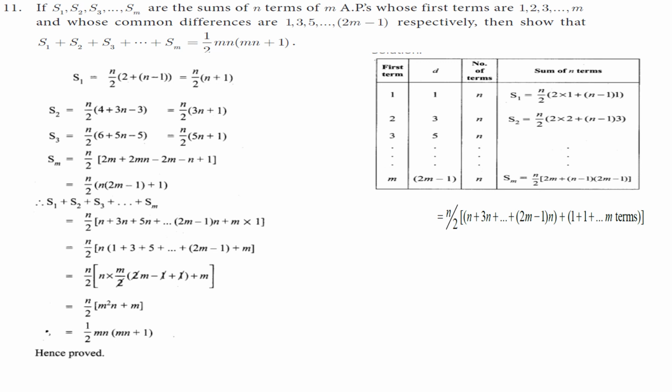So you substitute that formula, n by 2. So here m by 2 into (a is 1 and l is 2m minus 1). So (2m minus 1) plus 1, minus 1 plus 1 will cancel, plus m. So m by 2 into 2m, so 2 cancel. So we get m squared n plus m. Here also you take mn common. So you get half into (mn plus 1). That is proved. Clear?